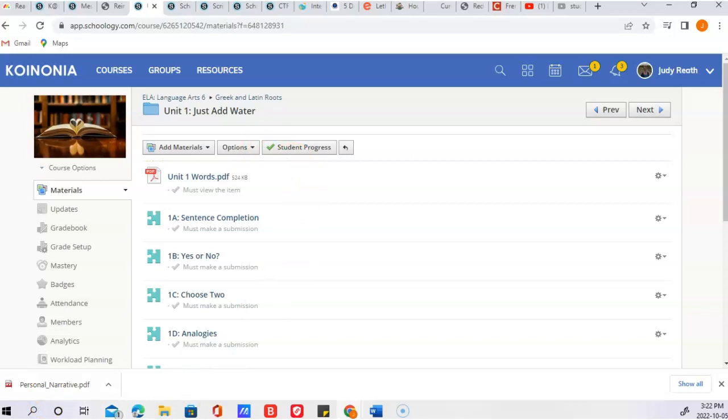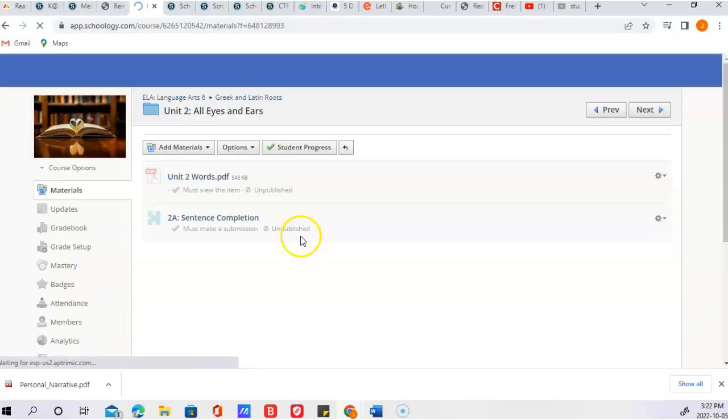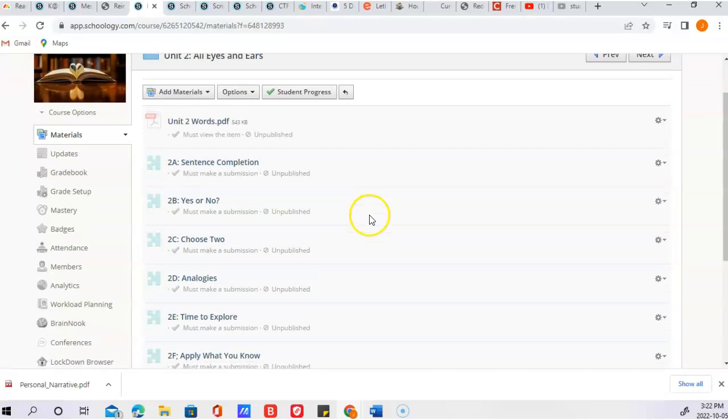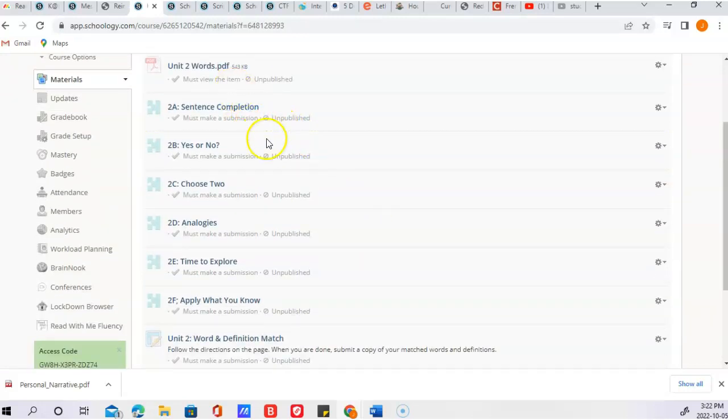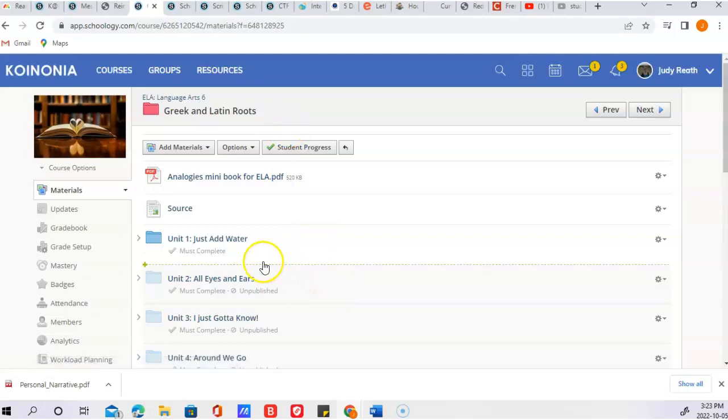If you have any questions, if you're still confused about it, don't worry too much about it, because we're going to be doing the exact same thing for the next unit. So if you look at these titles here, go into Unit 2, and you'll notice that it's the same thing over and over again, okay? Different words, but we're doing the same exercises with them. It'll be sentence completion, yes or no, choosing to, analogies, the time to explore, and apply what you know. So it'll be very repetitive in terms of what you're doing, but the words will change, and so you'll be learning more in each unit.